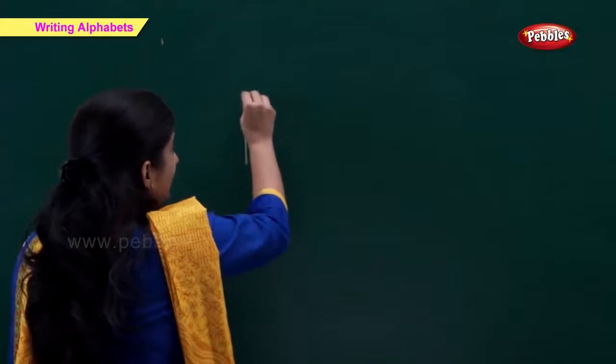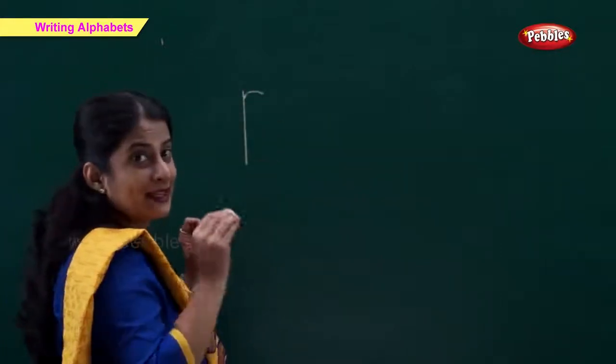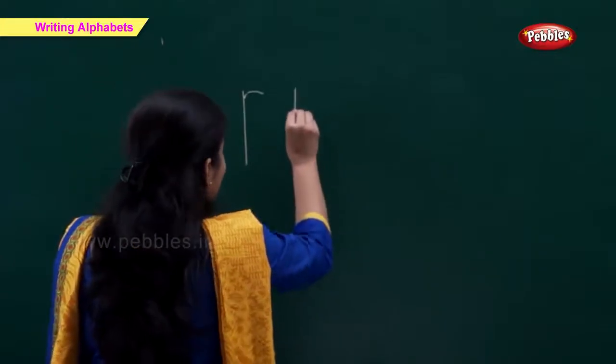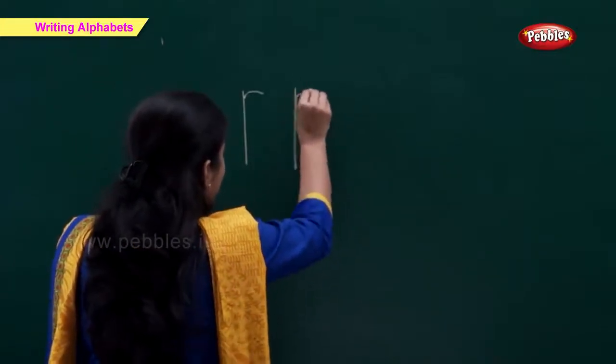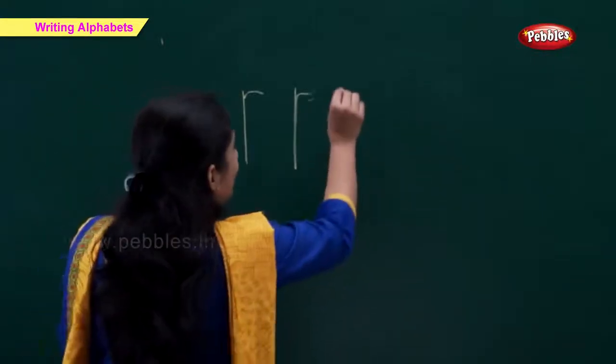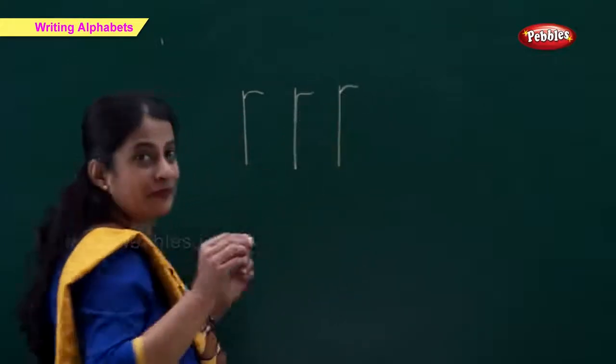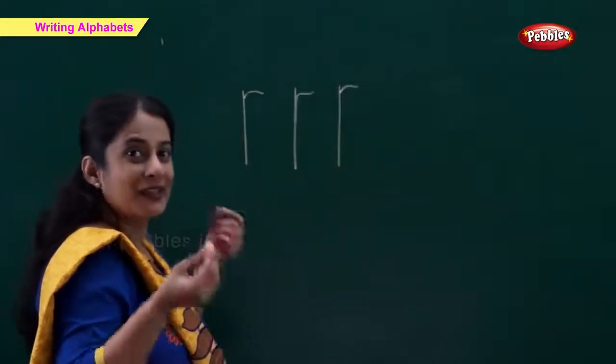Now we are going to write R. Small r. Standing line with a small curve makes R.